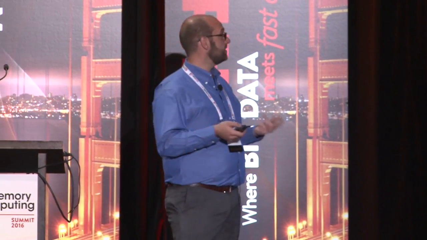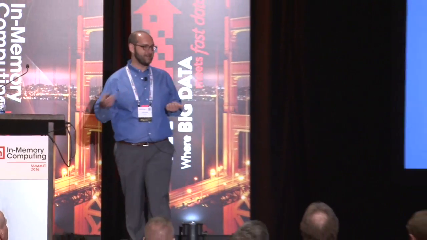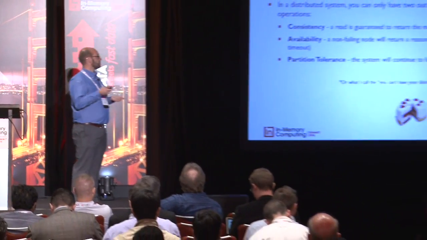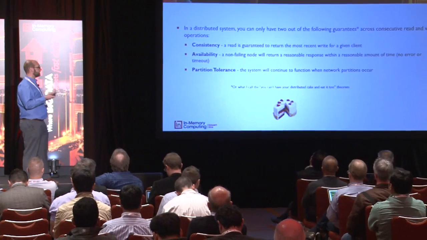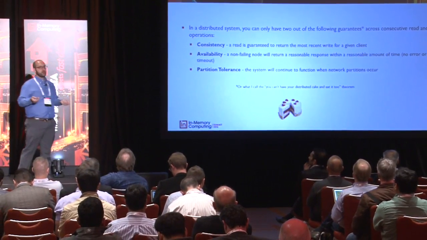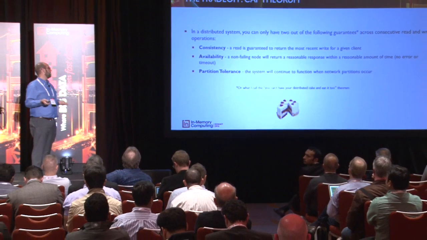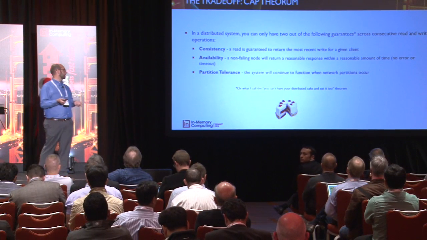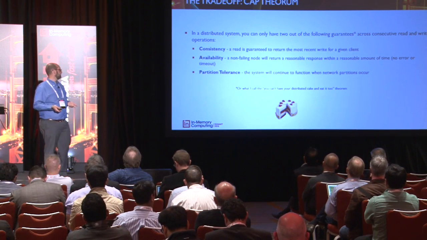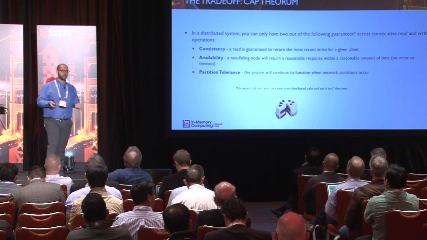And so CAP theorem says, in a distributed system, you can only have 2 out of the following guarantees across consecutive read and write operations. You can have consistency, where a read is guaranteed to return the most recent write for a given client. You can have availability, where a non-failing node will return a reasonable response within a reasonable amount of time. Or you can have partition tolerance, which is the system will continue to function when network partitions occur, right?